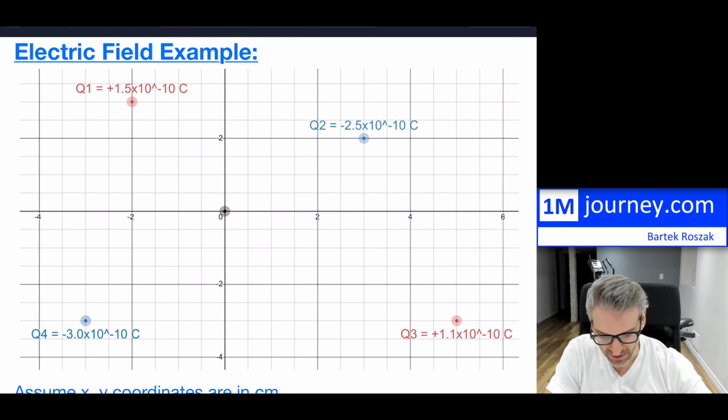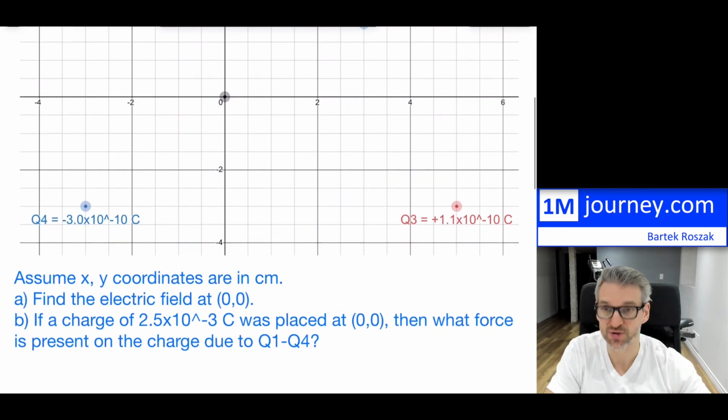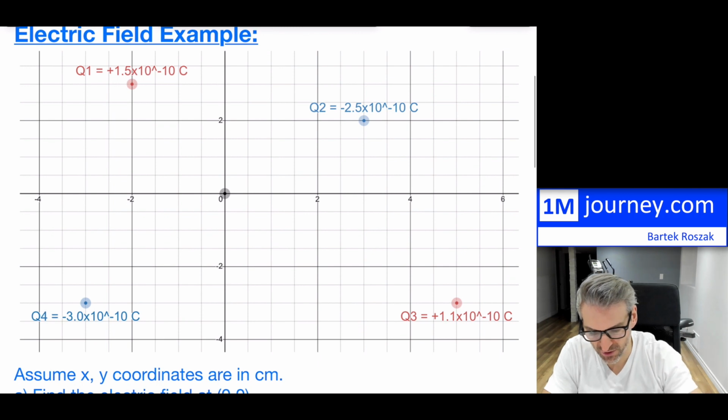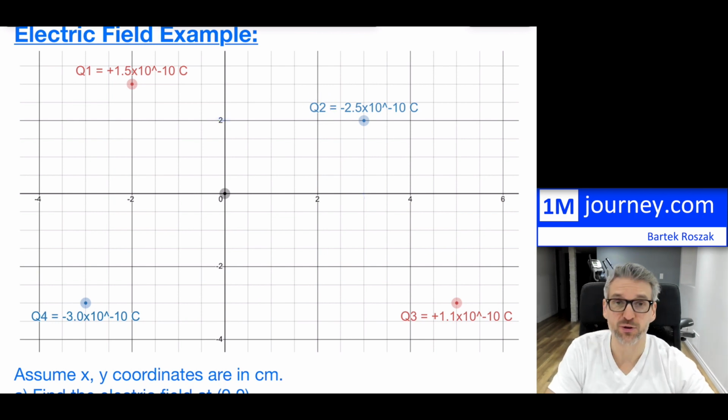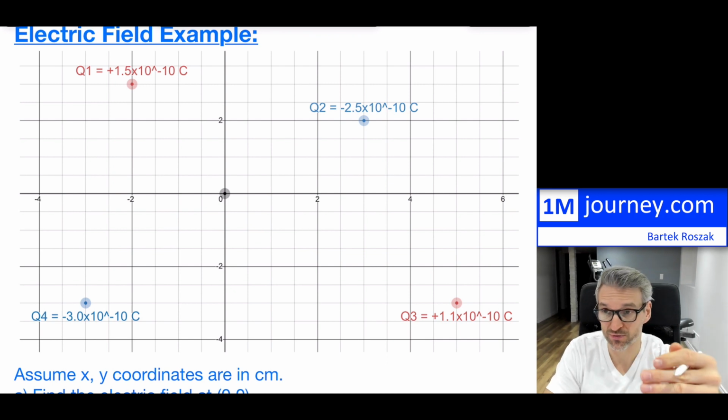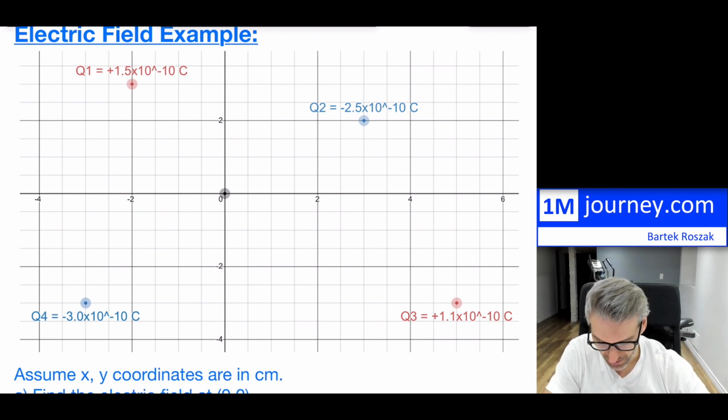Now, we're going to make some assumptions for the calculations. We're going to assume that the x and y coordinates, so this is a 2-dimensional coordinate system, are in centimeters. All of these values are in centimeters. For example, charge number 1 is at -2 and 3. Charge number 2 is at 3 and 2. Those values are in centimeters. We'll find out what the rest of those values are.